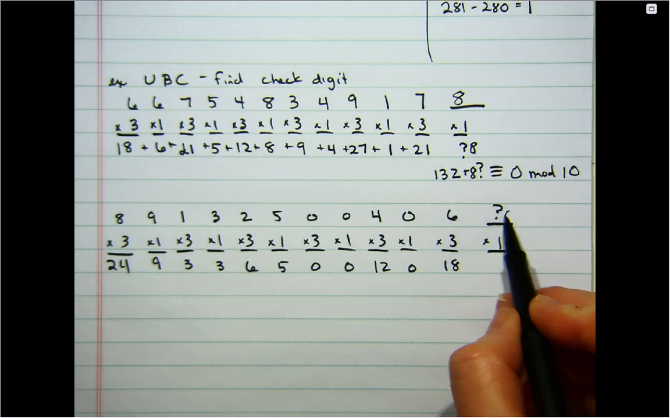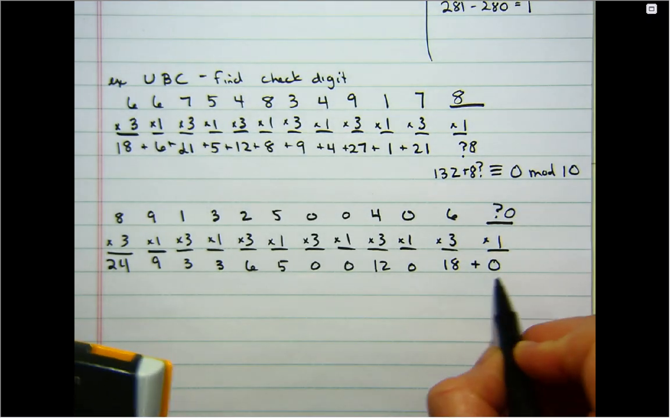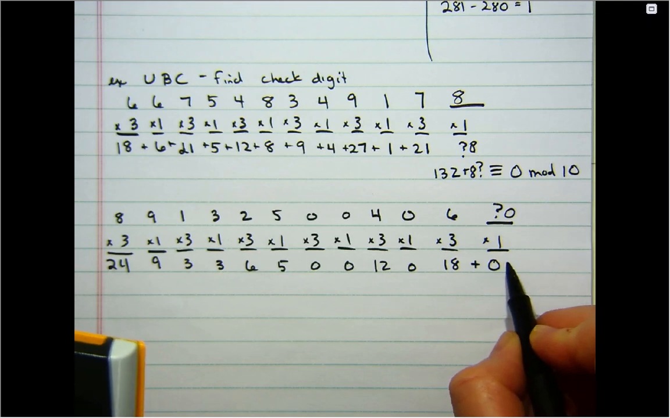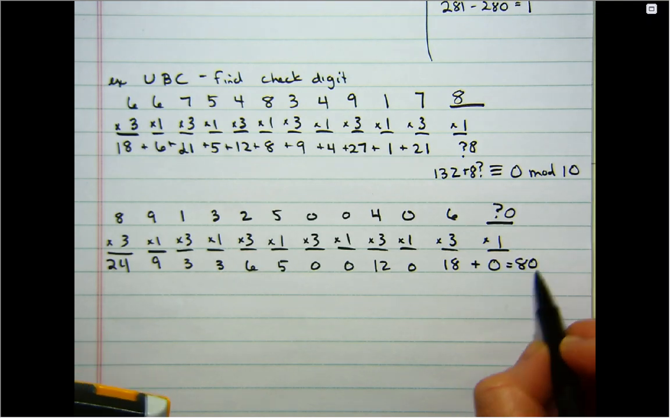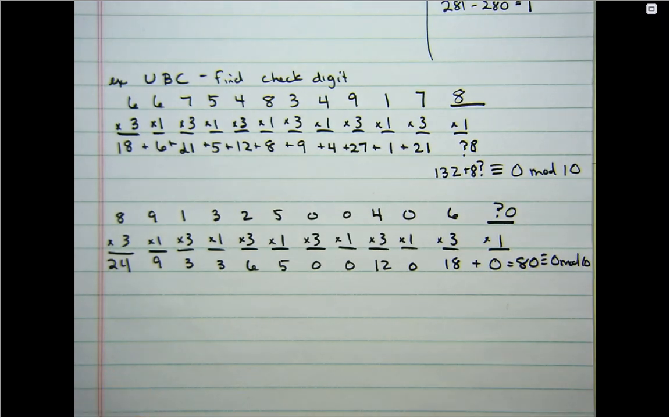So the last digit is 0? Yep, because this adds up to 80. So 80 is already equivalent to 0 mod 10, so we don't want to be adding any more digits in there.